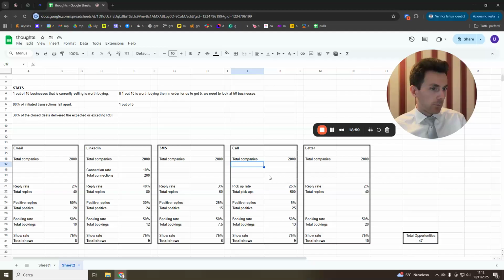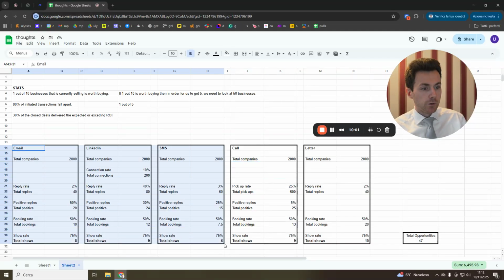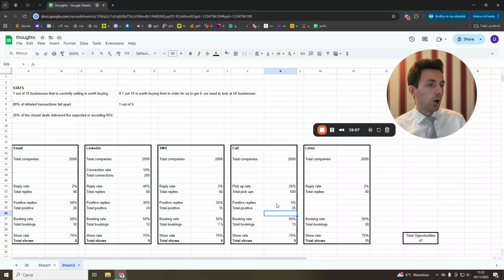Same thing applies for call. Let's say that once we've done all of this, that can be automated, by the way, we want to do some manual output, kind of like pick up the phone and call people. We run the same list through a call sequence, so we call them directly.